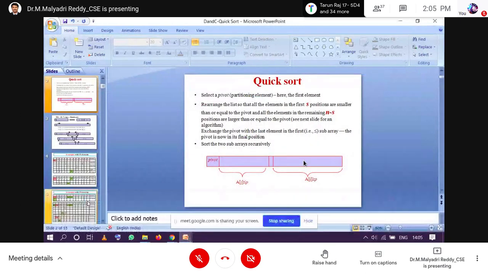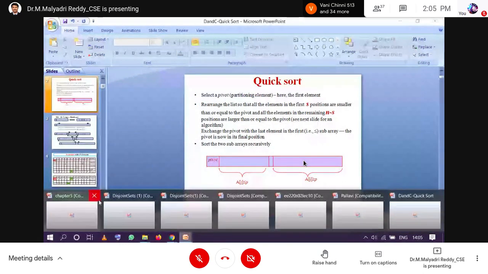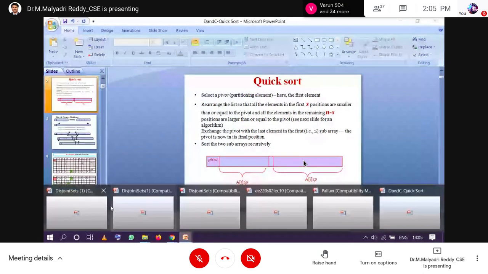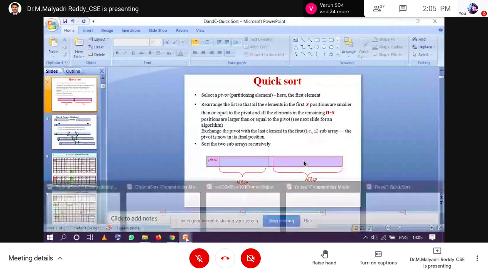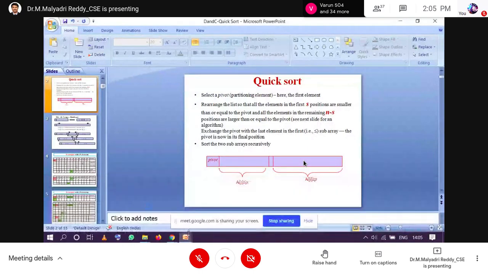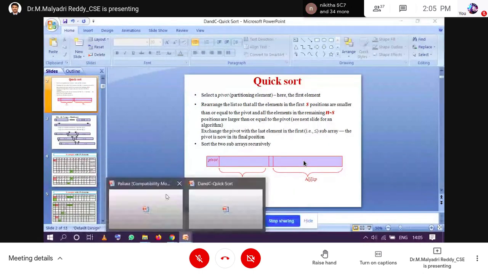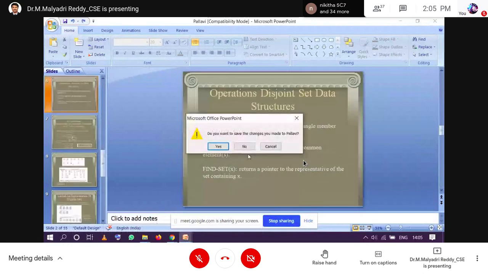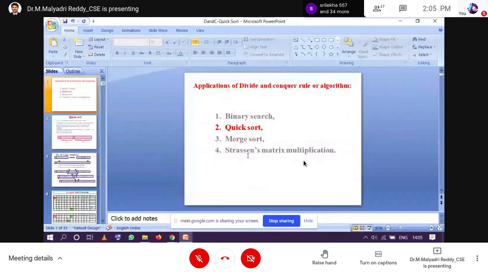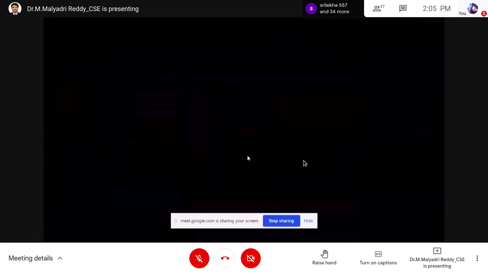Today's concept is quicksort. It is very important and very simple. But you may get a little bit of confusion about the complexity. If you listen to the basic concept of quicksort, you will get it easily. So now I'll explain quicksort.